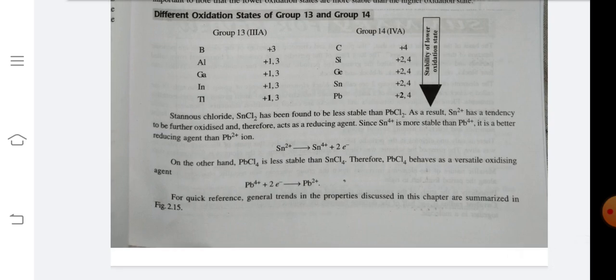Stannous chloride has been found to be less stable than PbCl2. As a result, Sn2+ has a tendency to be further oxidized and therefore acts as a reducing agent. Sn4+ is more stable than Pb4+, so Sn2+ is a better reducing agent than Pb2+ ion: Sn2+ gives Sn4+ plus 2 electrons. On the other hand, PbCl4 is less stable than SnCl4. Therefore, PbCl4 behaves as a versatile oxidizing agent: Pb4+ plus 2 electrons gives Pb2+. For quick reference, general trends in the properties discussed in this chapter are summarized in figure 2.15. Thank you.